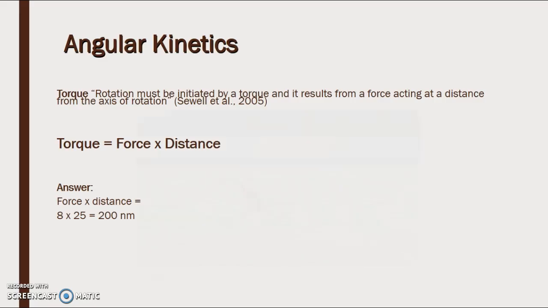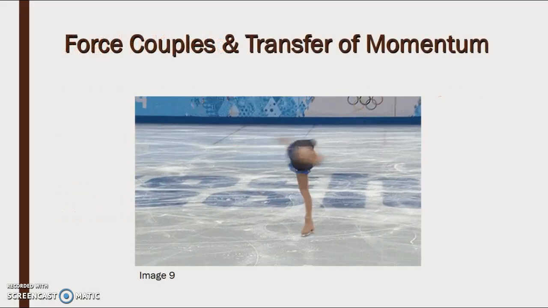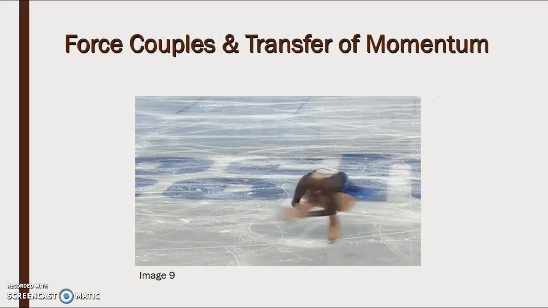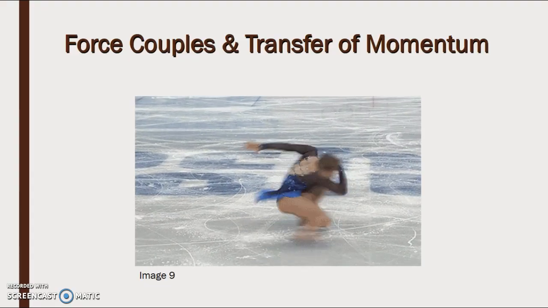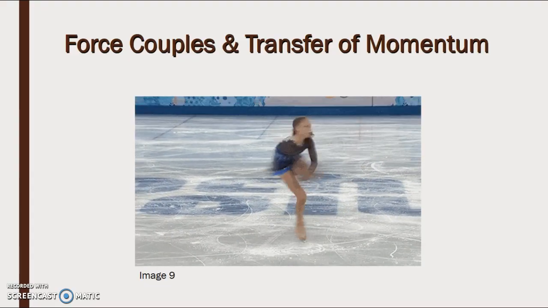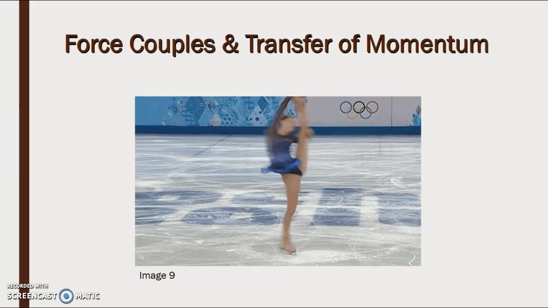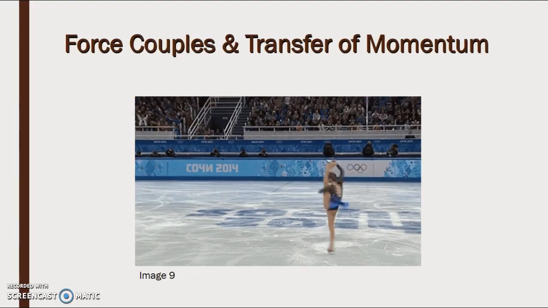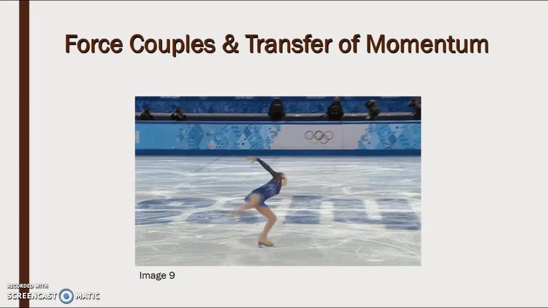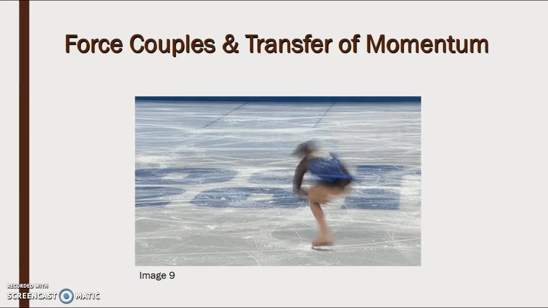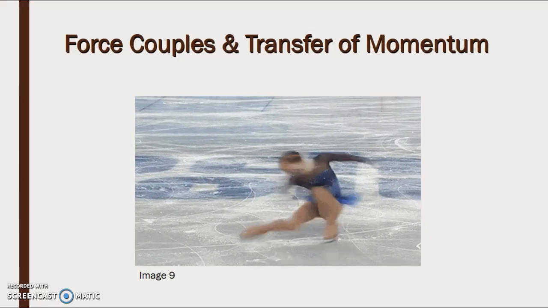Now we move on to force couples and transfer of momentum, looking at the figure skater. For force couples, if the same force is applied in both directions, the net force is going to be 0. The larger the couple, the greater the angular acceleration. Therefore, the speed will also be quicker, just like that figure skater.